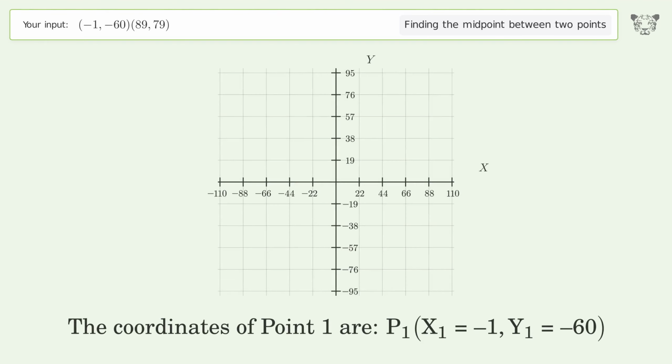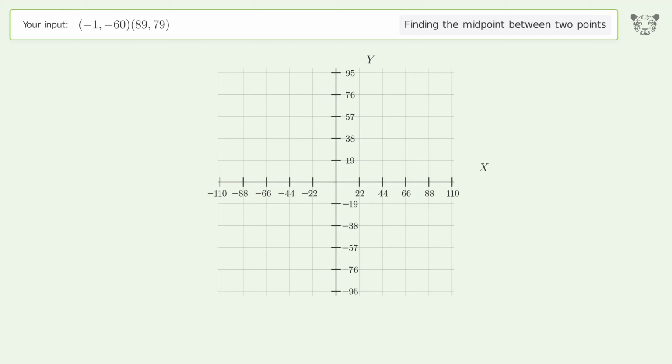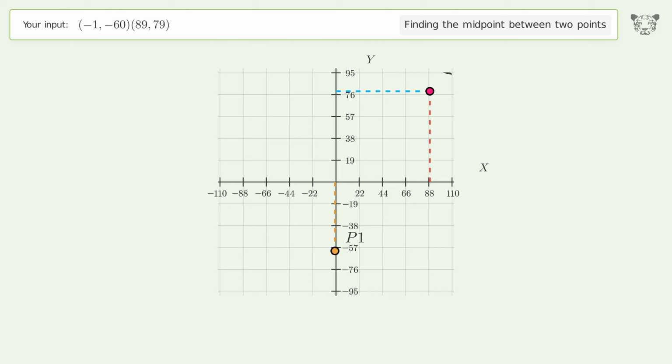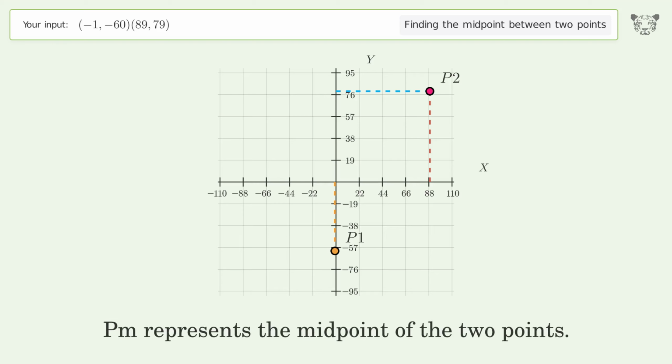The coordinates of point 1 are, x1 equals -1, y1 equals -60. The coordinates of point 2 are, x2 equals 89, y2 equals 79. PM represents the midpoint of the 2 points.